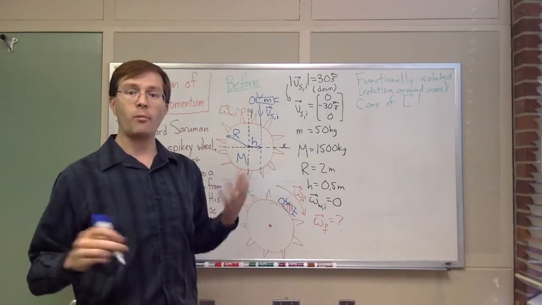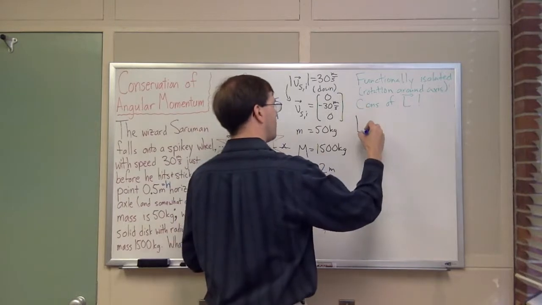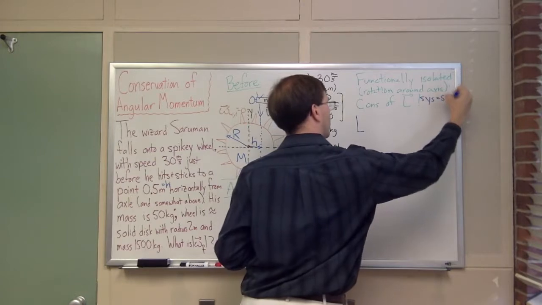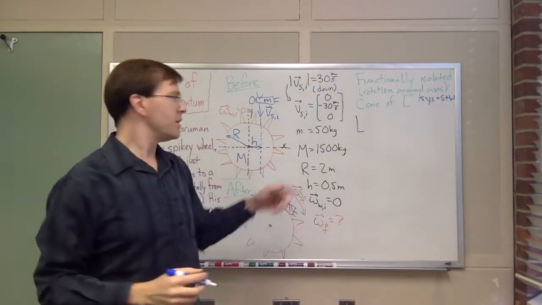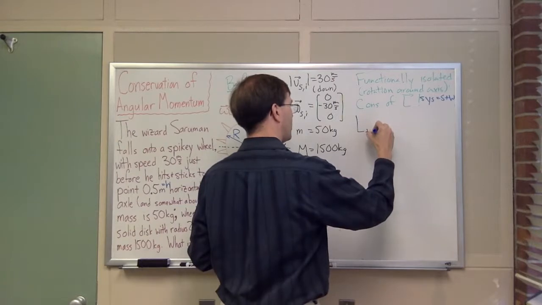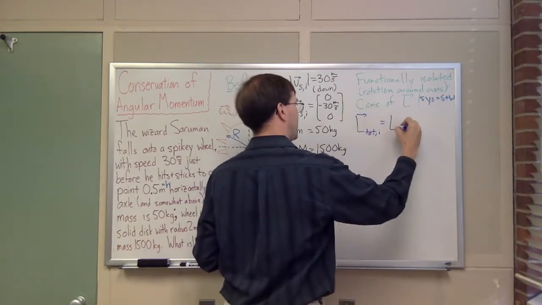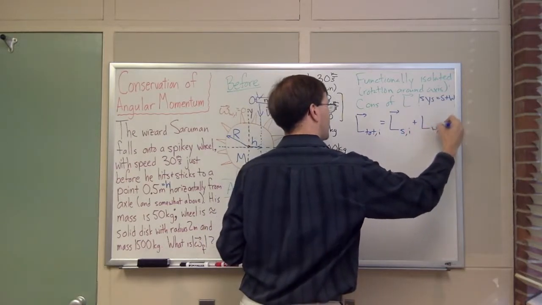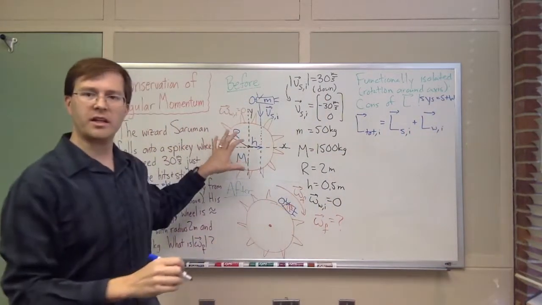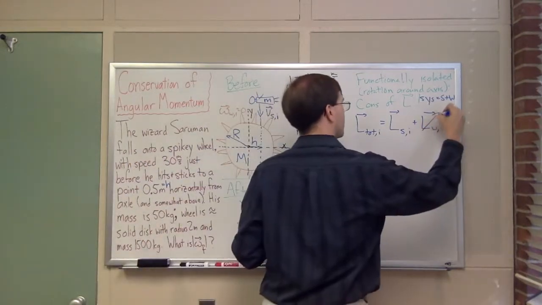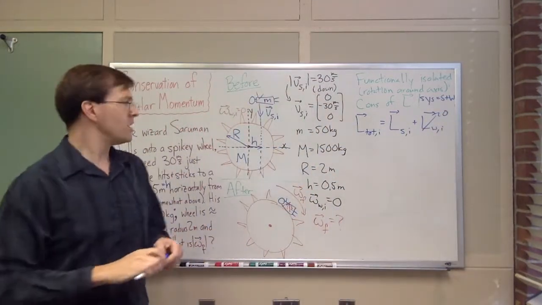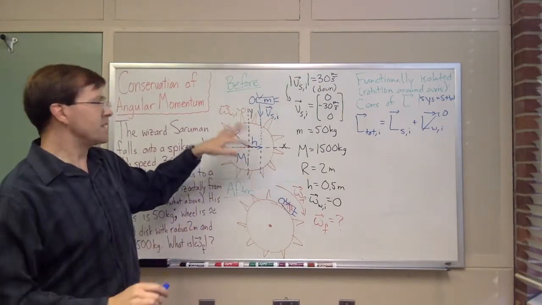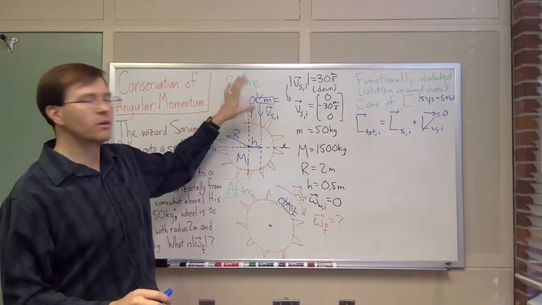Well, I have to figure out what my initial angular momentum is. My system is Saruman and the wheel. Those are the pieces of my system. So L total initial is going to be L of Saruman initial plus L of the wheel initial. The wheel's not even moving initially, so it doesn't have any angular momentum to begin with. So that's 0. And Saruman's angular momentum, we're going to model Saruman as a particle falling down. Maybe that's a bad model if we want to really be careful, but it won't be too bad.